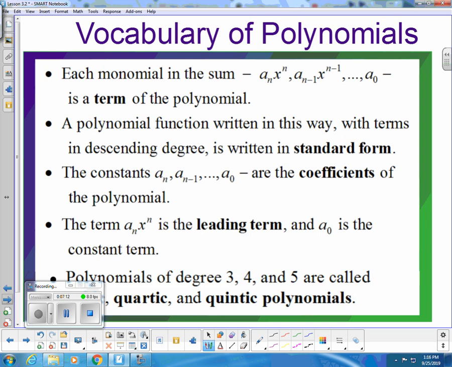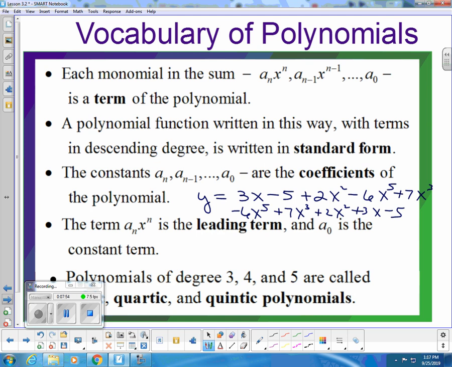So this just looks like a lot of noise. If I have a polynomial, let's write one here. Y equals 3x minus 5 plus 2x squared minus 6x to the 5th plus 7x cubed. Okay, that's a polynomial. Can anyone tell me what the degree is? 5, right? The highest exponent is the degree. So this is not written in standard form. Standard form would put the degree term first, and then the exponents would descend from there.